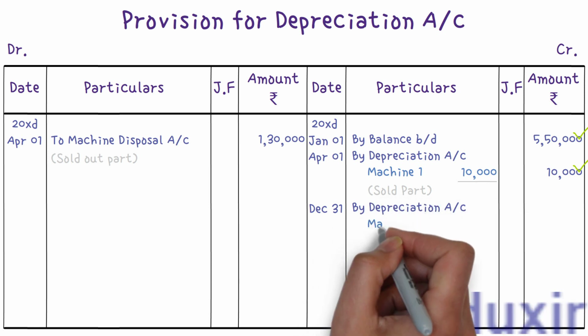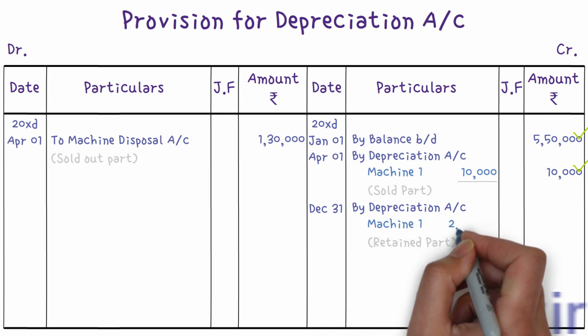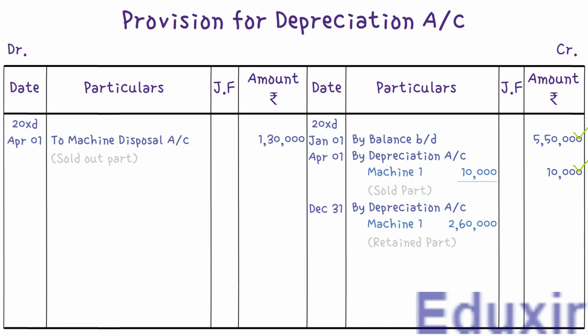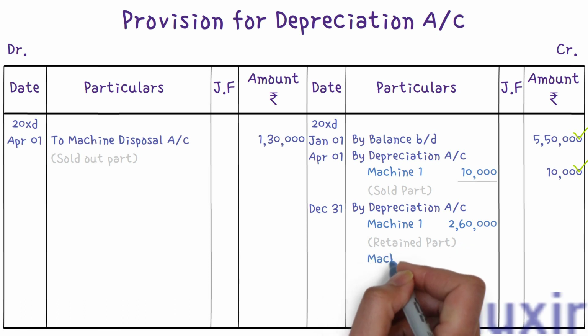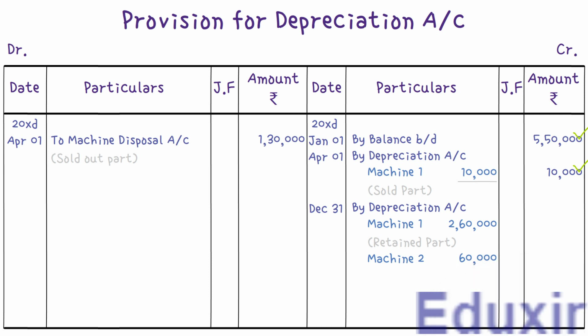Let's then write the machine 1's retained part's depreciation amount of 2,60,000 rupees as additional information. Let us also write the machine 2's depreciation amount of 60,000 rupees as additional information. Let us then write the total depreciation amount of 3,20,000 rupees into the amount column on the credit side. With that, we have completed the posting of this transaction into the provision for depreciation account.